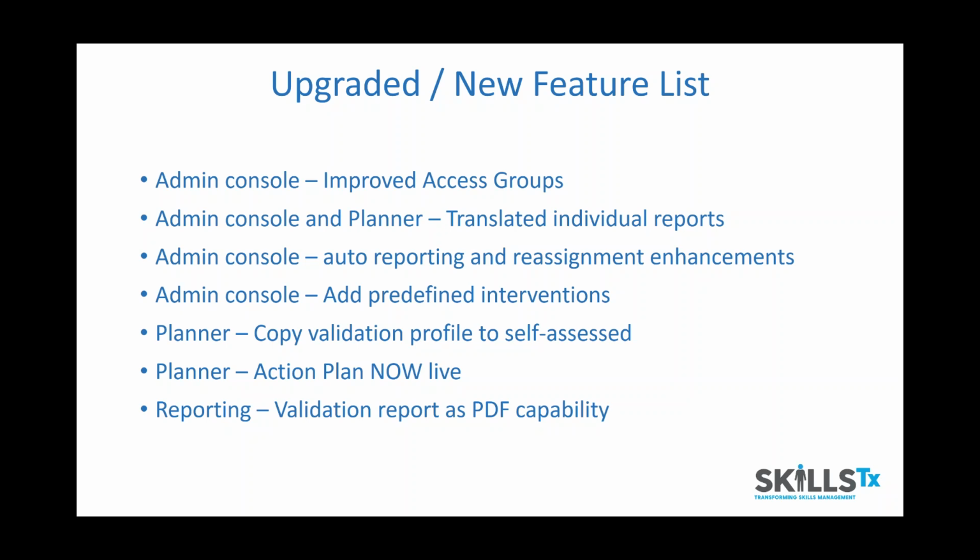A small feature, but a very key feature in the planner console, is the ability to take a copy of the validation profile as a version of the self-assessed. Where the self-assess is a little bit out of kilter, we've got the option to create a new version based on validation and use that as the baseline to make changes against as skills are acquired. The action plan within the planner console that was sat there saying coming soon is now actually here. We'll have a look at that in detail.